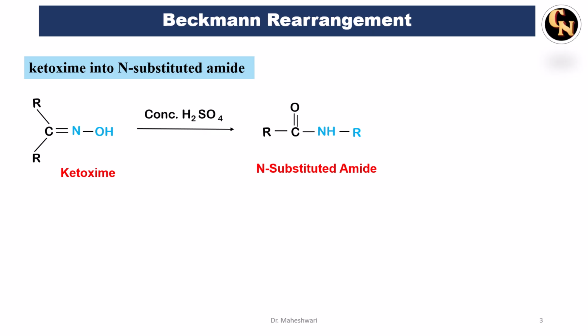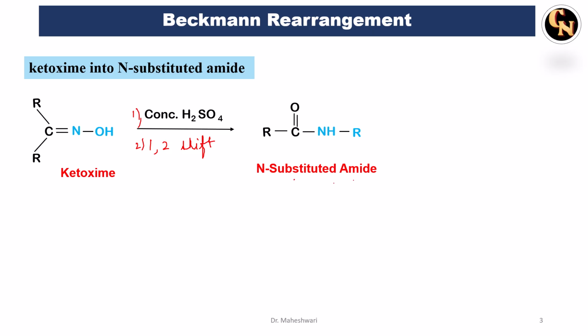Now let us begin with the example before we start with the mechanism. I think everyone is clear what a ketoxime is: R, C double bond N, OH, and the fourth valency on carbon is satisfied by R. So it is a ketoxime. In the acidic medium the rearrangement will take place, that is, a 1-2 shift will take place in the second step, and you are going to get a product known as N substituted amide.